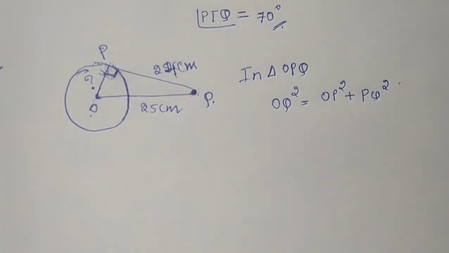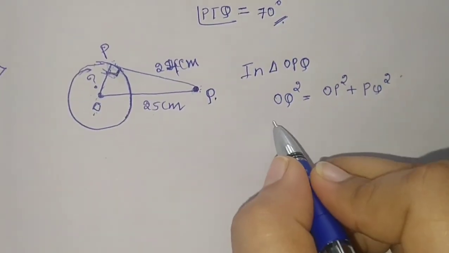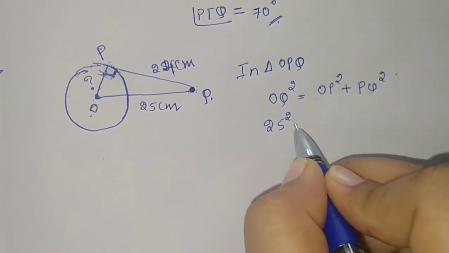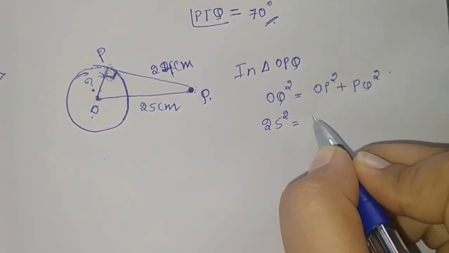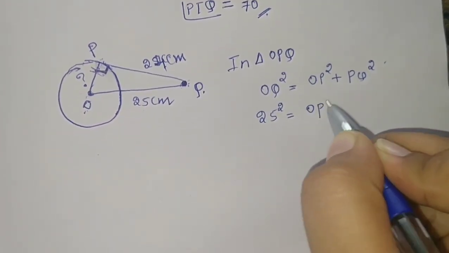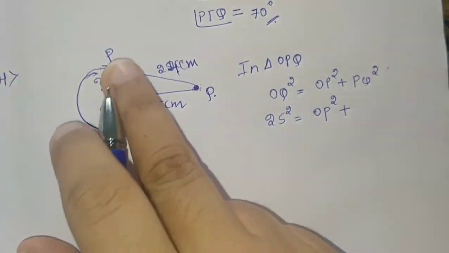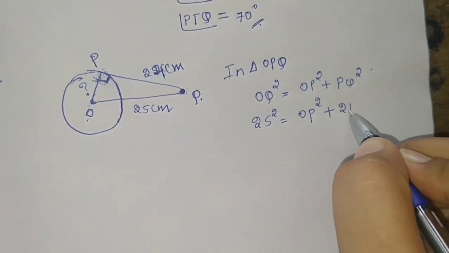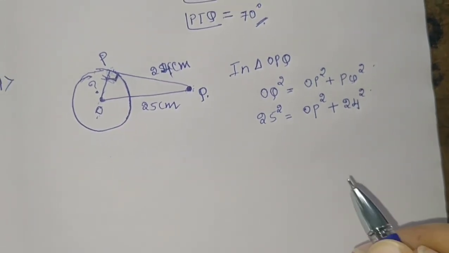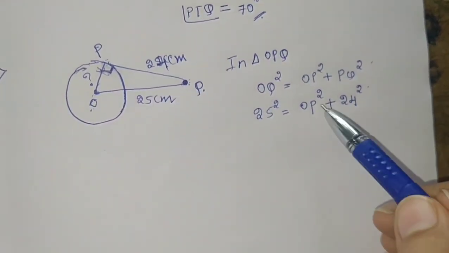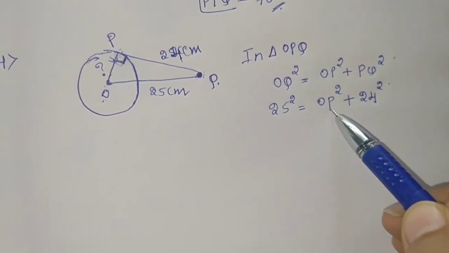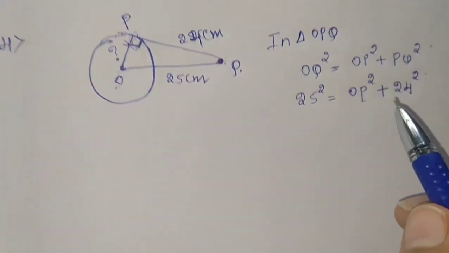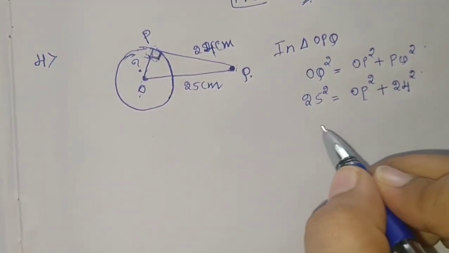So what is the value of OQ square here? OQ square is nothing but 25 square. We have to find the value of OP square. PQ is nothing but 24, the whole square. Okay, so now we should find the value of OP, right?